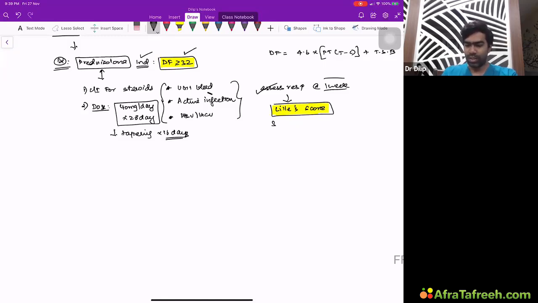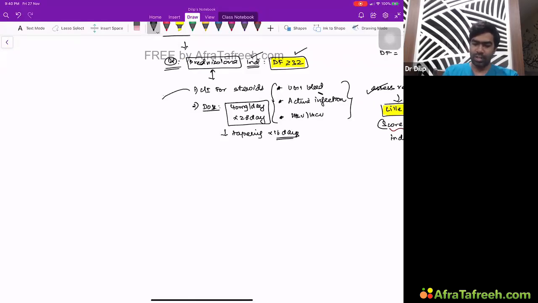A Lille score of more than 0.45 at 1 week usually indicates poor prognosis, and it's better to withdraw steroids. There's no point in giving steroids anymore because the patient is not showing any substantial improvement with steroids.